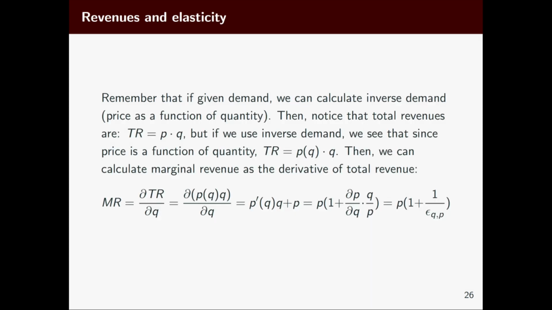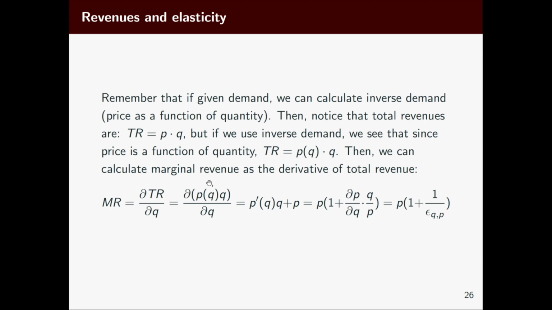Okay, so we can relate our elasticity to revenues in a pretty cool way. So remember that we can calculate our inverse demand, which is price as a function of quantity. So then total revenues, which is just price times quantity, right? We know that that's true. But then if we write price as a function of quantity, which is our inverse demand curve, and then multiply it by quantity, that is our total revenue, right? Still. But now everything is in terms of Q.